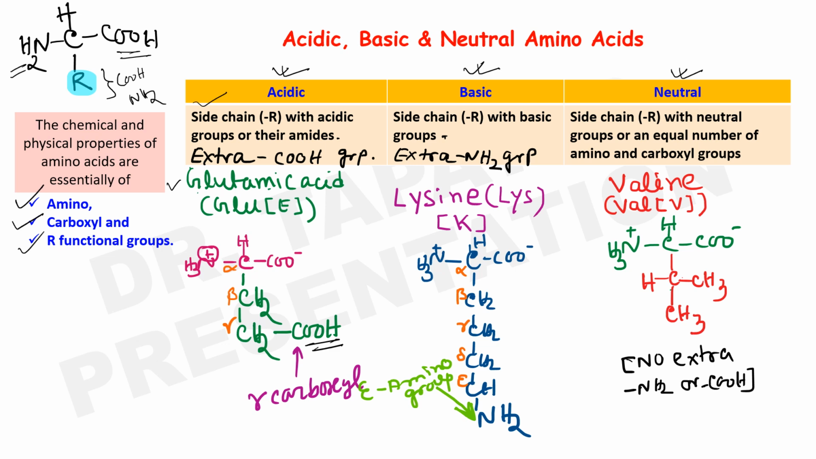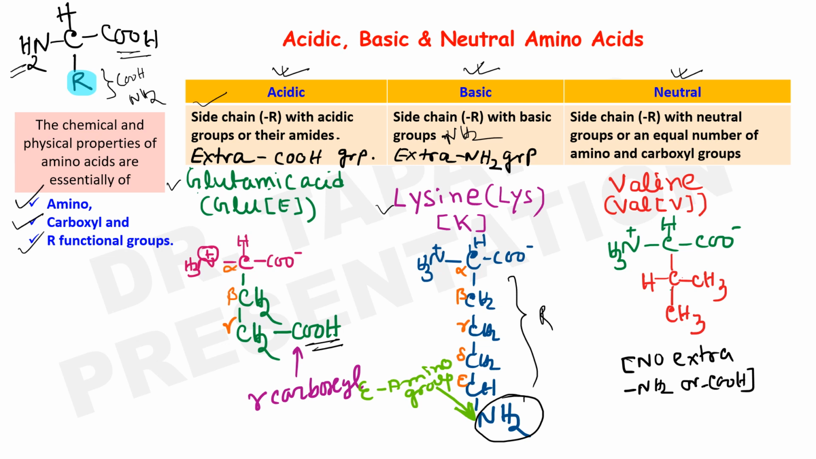Now, if you consider a basic amino acid, in that case the side chain has a basic group, that means an NH2 group. So an extra NH2 group is present in basic amino acids. An example is lysine, where you will find a gamma amino group. So this amino group is part of the R group or functional group, that is the variable group.